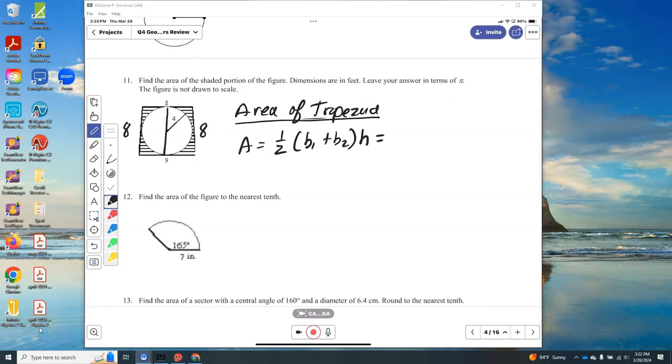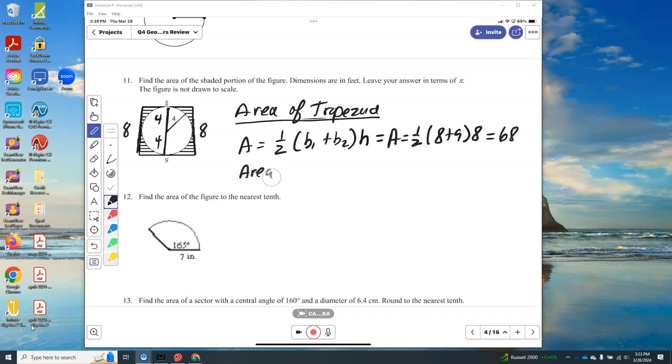Find the area of the shaded portion of the figure, and we know that it appears to be a trapezoid. So what I'm going to have to do is find the area of the trapezoid, and then find the area of the circle, and then subtract the 2. Here's the formula for the area of a trapezoid: A is equal to 1/2 times base 1 plus base 2 times the height. Well, you know that this is 8, this is 4, and this is 4, so together it's going to be 8. So let's go ahead and figure out the area. So I get 68 units squared.